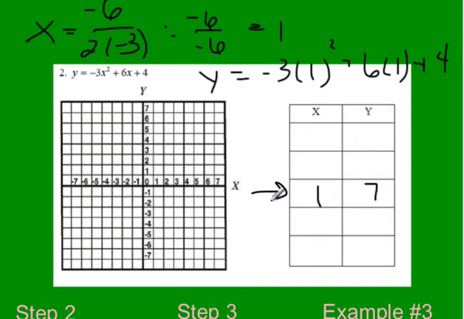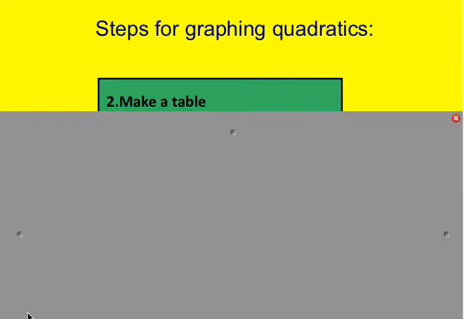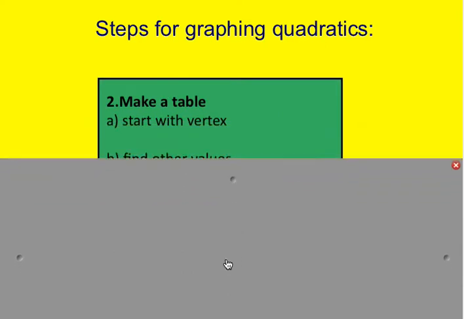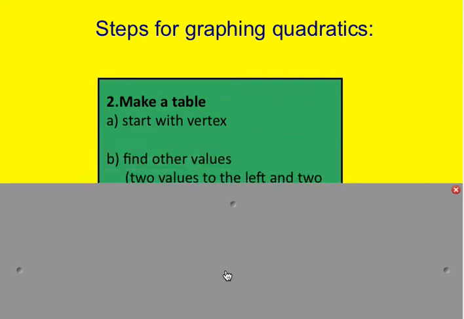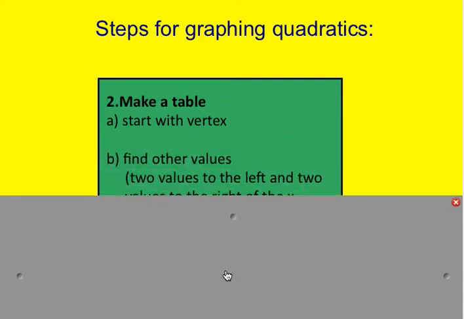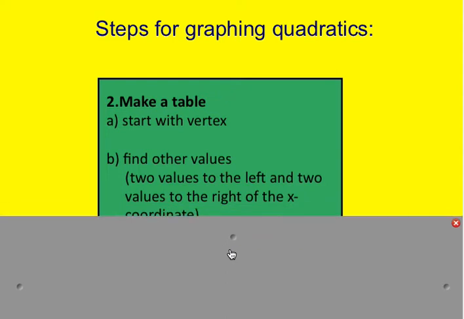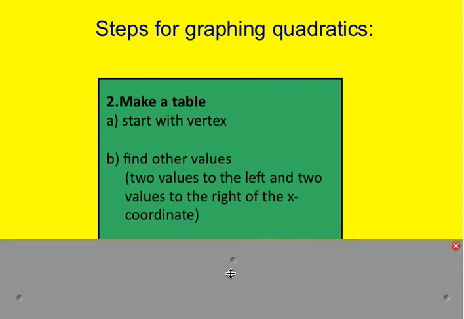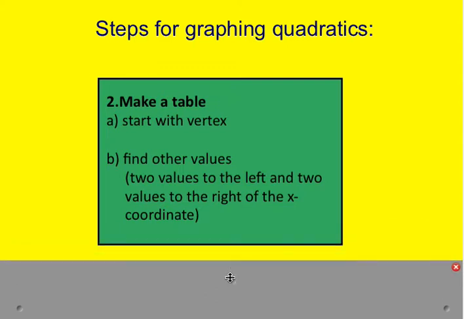Notice that I put it in the center of my table, and we're going to talk about why when we go back to our steps. So let's flip it over and take a look at step 2, which is making the table. To make the table, you first start with the vertex, and notice I put that vertex in the center. Then we need to find the other values. Going up, I do 2 values to the left, and going down, I do 2 values to the right. That's talking about the x-coordinate of the vertex.